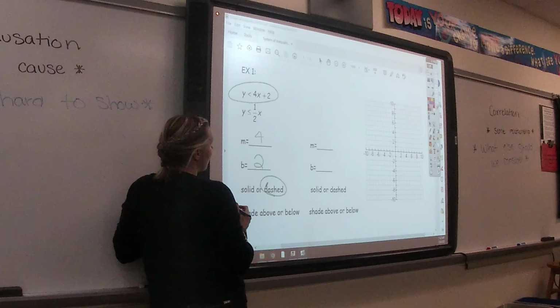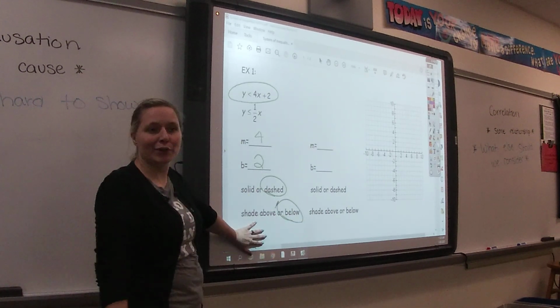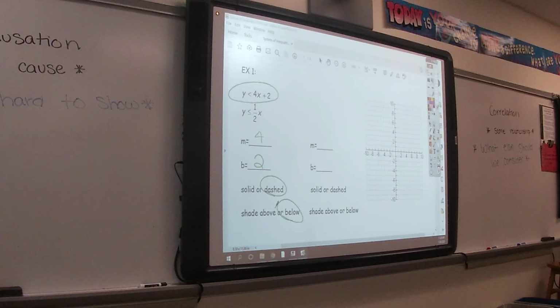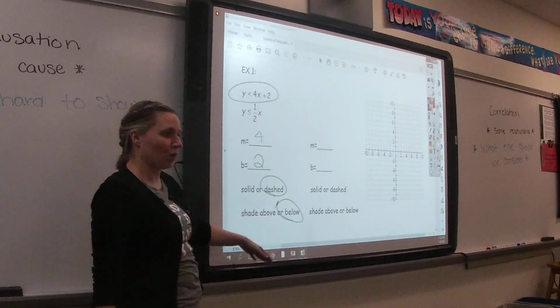Dashed. Above or below? Below. Now, I'm telling you, this information isn't going to be broken down for you on the test. I'm giving it to you because there are a lot of pieces to think about with all the shading, to help you break it down. But it's not a requirement just to solve a system of inequalities.